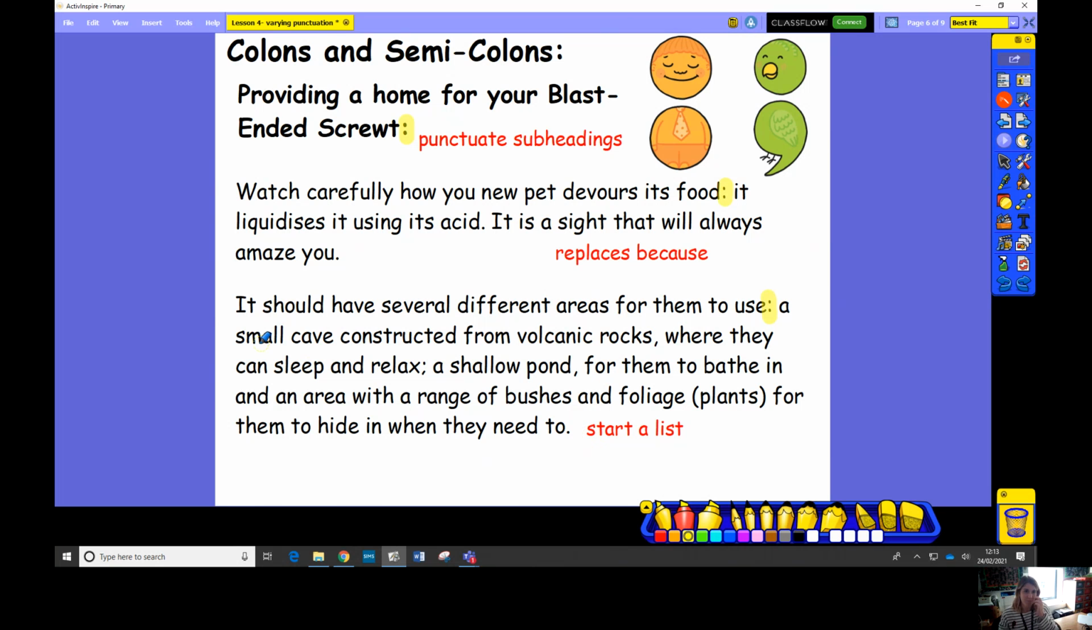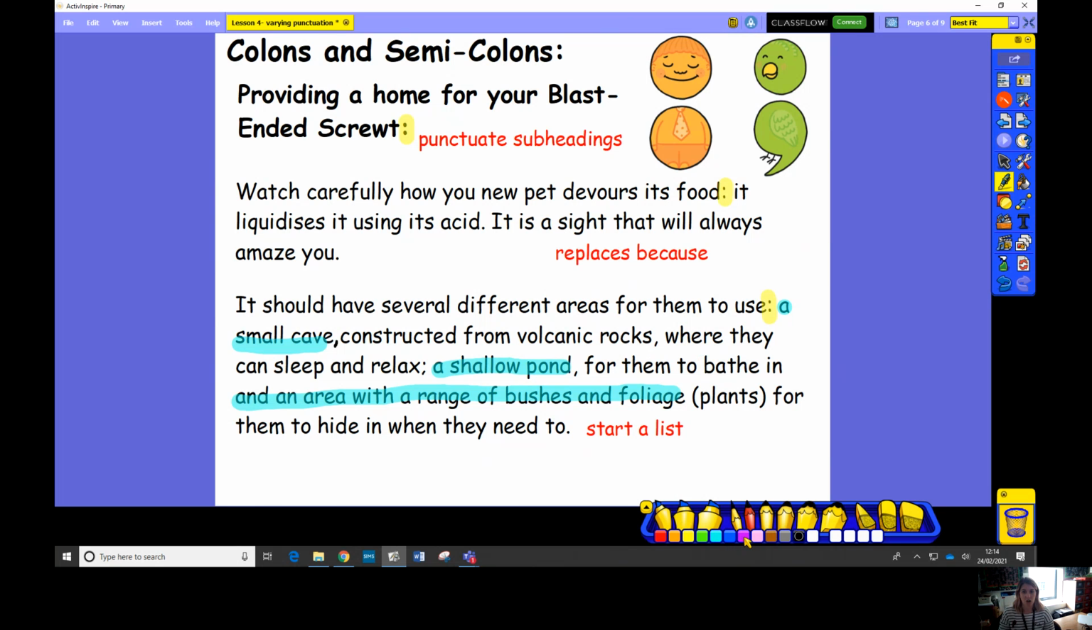So if we look at this one, it should have several different areas to use. And then I'm going to say a small cave, a shallow pond, and an area with a range of bushes and foliage. So that would be my simple list. It should have several areas for them to use: a small cave, a shallow pond, and an area with a range of bushes and foliage. However, in this, we have added extra detail explaining why it has those things. So we've used kind of relative clauses, okay, but I've removed the relative pronouns for them to use.